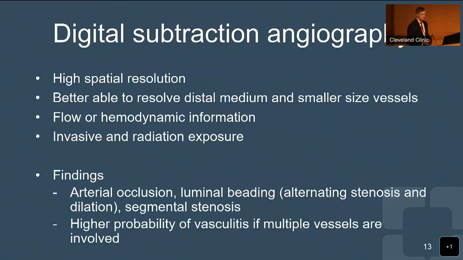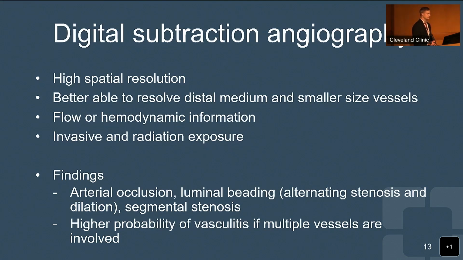Moving on to DSA. So DSA has very high spatial resolution. So this allows us to better resolve some of the distal medium and small size vessels much better than CTA or MRA could. Also has the benefit of getting flow or hemodynamic information. So the operator injects contrast in real time and under fluoroscopic guidance can see how the contrast disseminates. Are there areas that are stenosed and there's decrease in transit? What is the venous drainage like? Is there early venous drainage and things like that? Has a drawback of being invasive. There is ionizing radiation exposure.